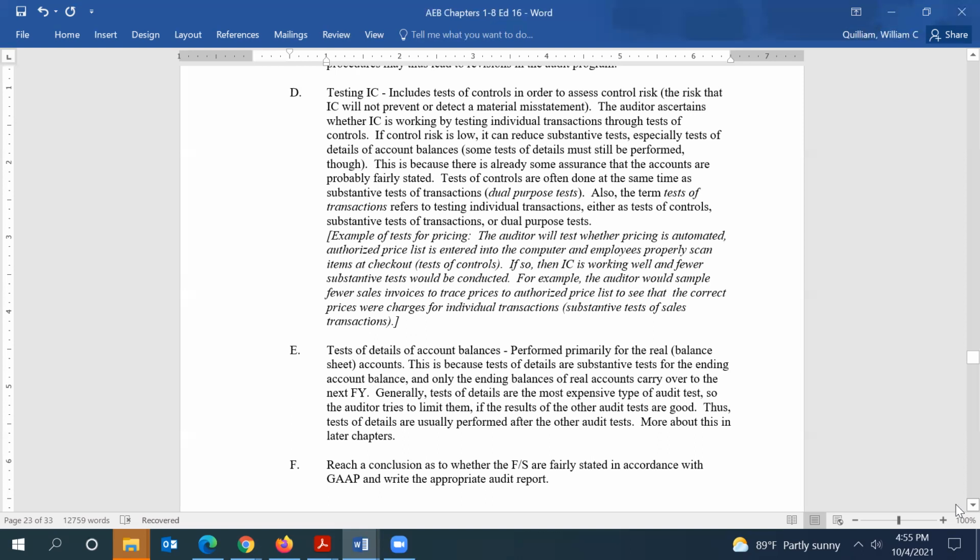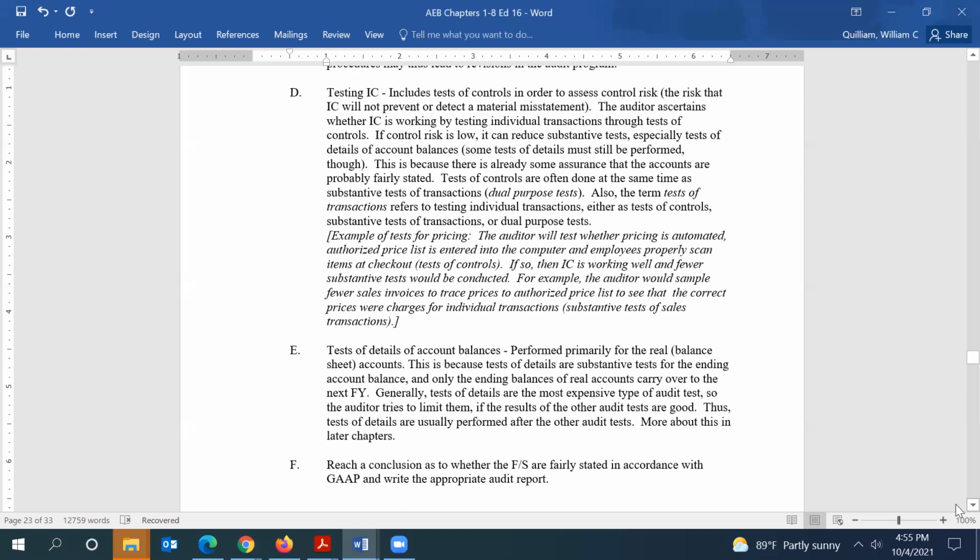And also the term tests of transactions refers to testing individual transactions, either as test controls or substantive tests of transactions or as dual purpose tests. A little example there, you can read on your own.